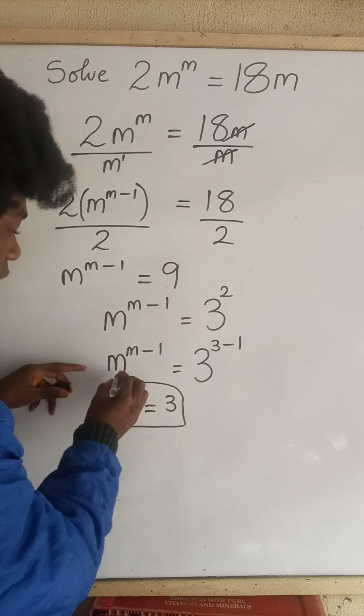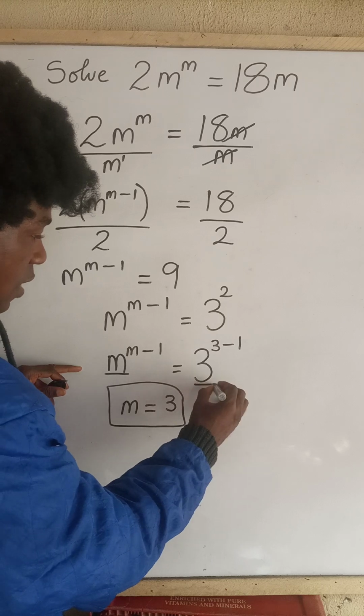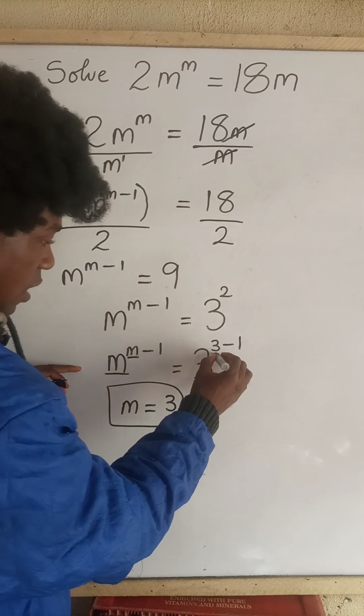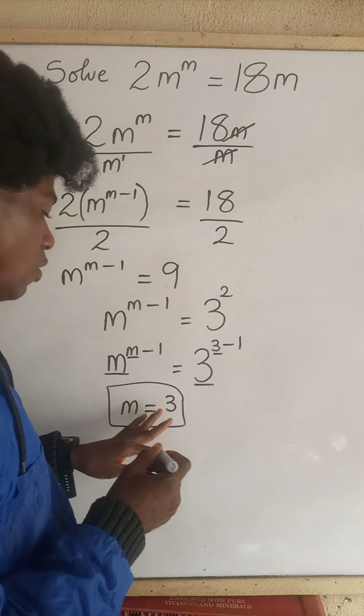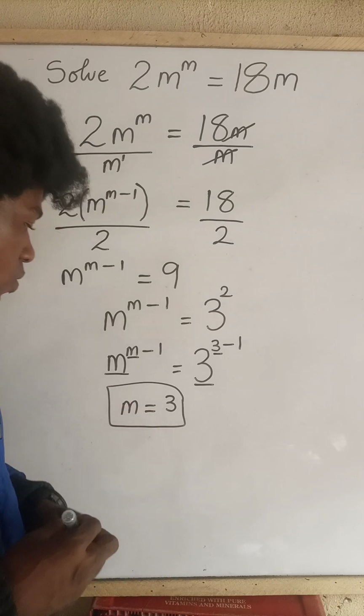Okay? So this m that we have here, look at it here. This m that we have here, look at it here as well. And we have minus 1. Look at the minus 1 here. So the summary of everything is that m is equal to 3.